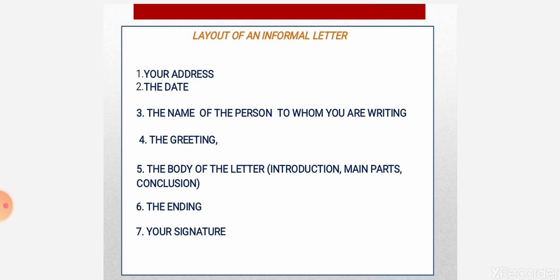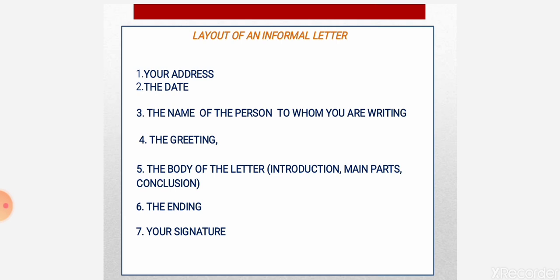Then the conclusion. In the conclusion, we try to sum up whatever message we want to convey. So we will write a concluding line, then the ending. We will mention best wishes, with regards, then your signature, and you will write your brother, your friend, or your sister, and your name. So this is the layout of an informal letter.